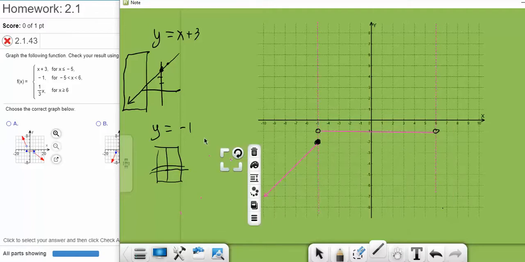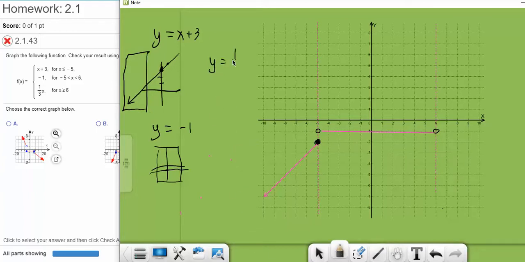And then the bottom portion is 1/3 x. Y equals 1/3 x. I mean the bottom function, which is the right, x is greater than or equal to 6. So again, if I were to graph that, the y-intercept would be 0 and the slope would be 1 over 3. Something like this. But we only want this portion starting here.